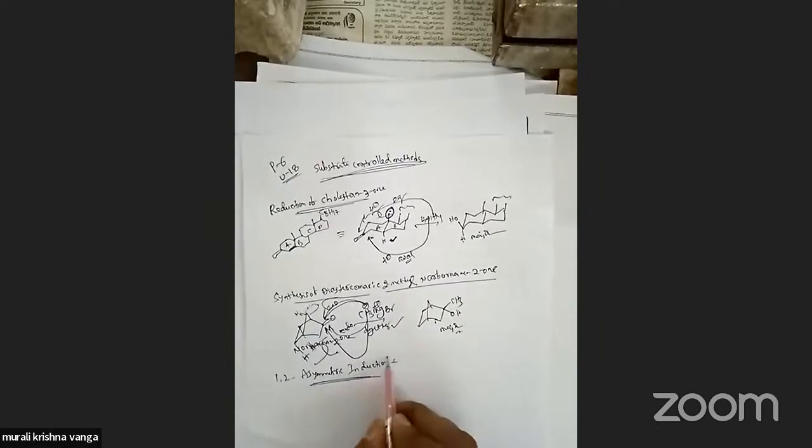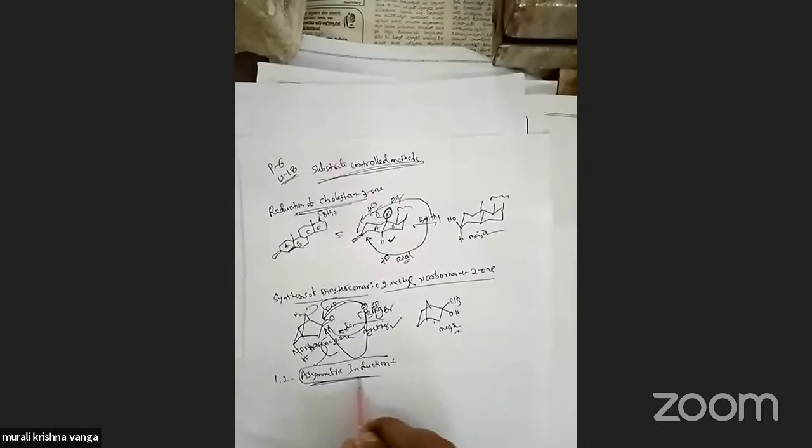First, what does asymmetric induction mean? Asymmetric induction means formation of a chiral center in the molecule, where the molecule already consists of one chiral center. So that is asymmetric induction.